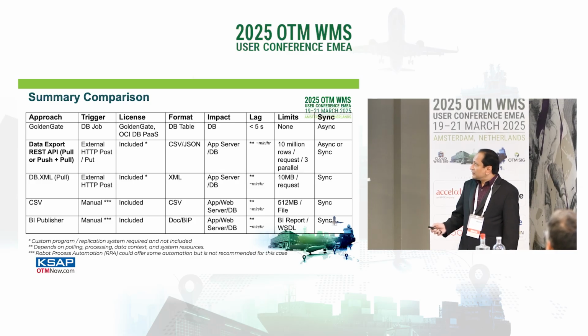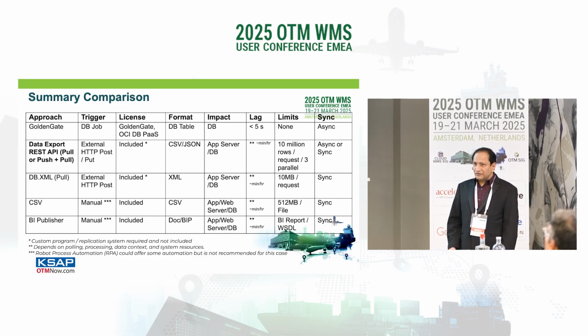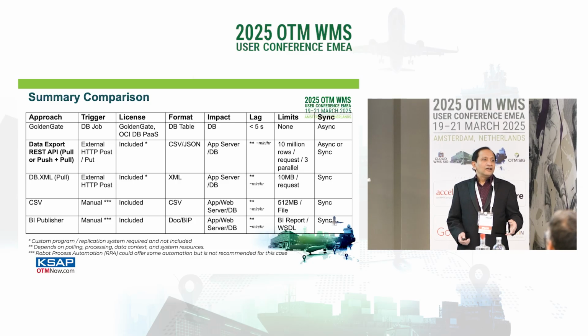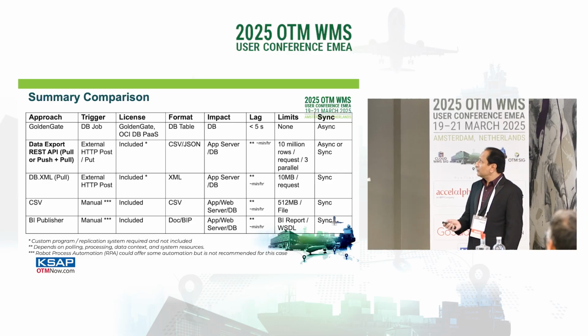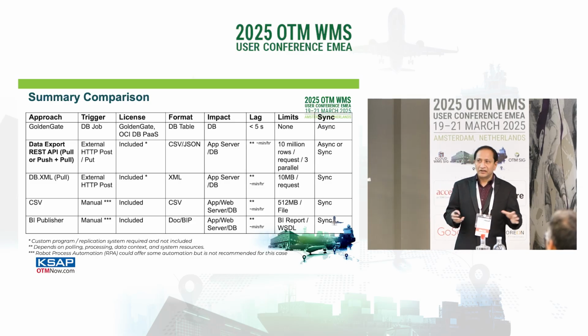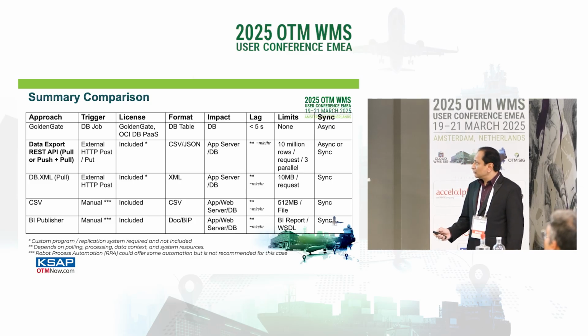Versus the data export API, where you can do a pull or a push-pull model. You can do async or sync. It is not a separate license to buy. You can do HTTP POST and PUT, but you have to manage and develop the mechanism to get data out, put it in your data warehouse, and do any transformation that you might need. It is important to note that it impacts the app server level, so the requests you make go to the OTM application server, versus Golden Gate, which acts as a database job, so it's not an impact to your application operations. The other three are here just for completeness, but they're not suitable for data export.